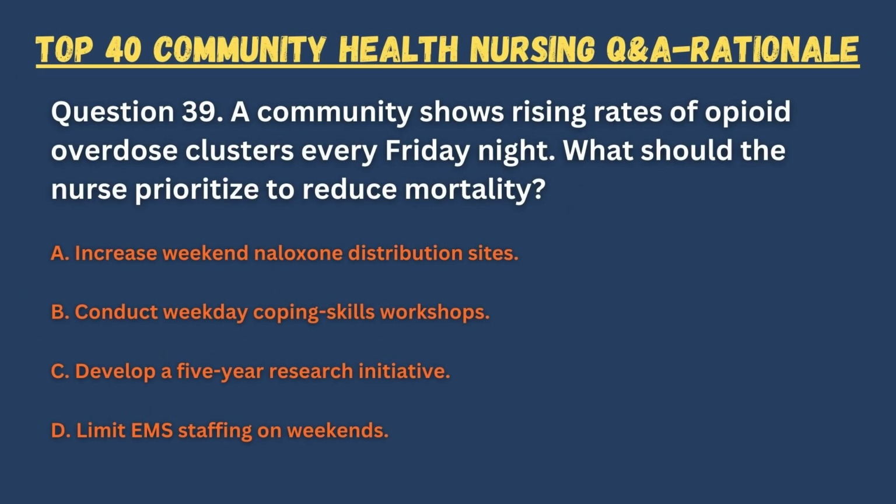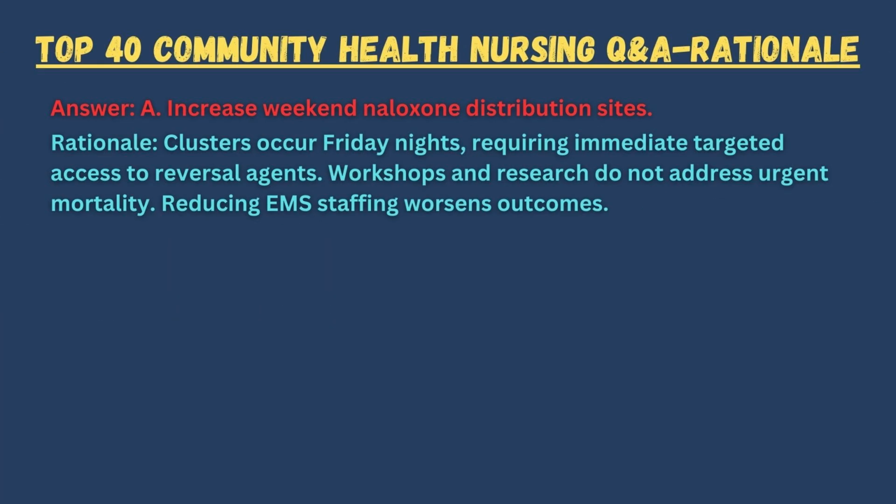Question 39. A community shows rising rates of opioid overdose clusters every Friday night. What should the nurse prioritize to reduce mortality? A. Increase weekend naloxone distribution sites. B. Conduct weekday coping skills workshops. C. Develop a 5-year research initiative. D. Limit EMS staffing on weekends. Answer: A. Increase weekend naloxone distribution sites. Rationale: Clusters occur Friday nights, requiring immediate targeted access to reversal agents. Workshops and research do not address urgent mortality. Reducing EMS staffing worsens outcomes.